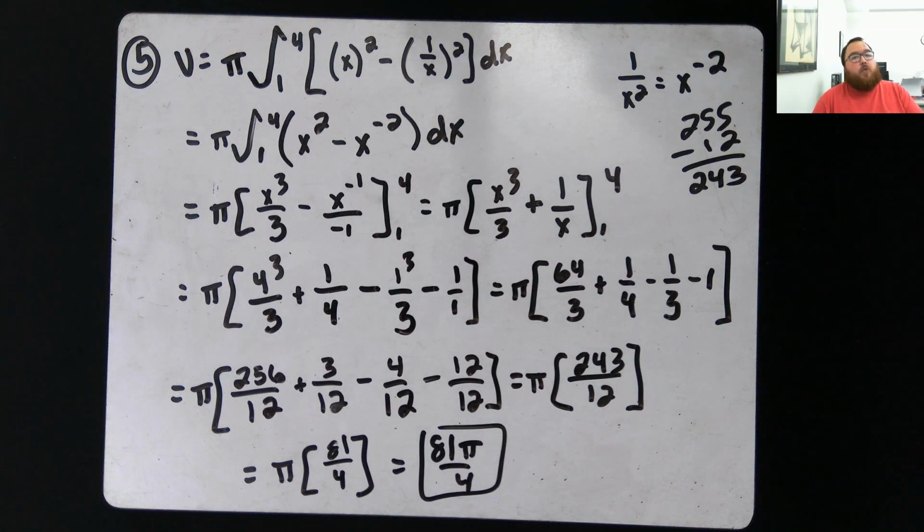So the key thing there for the washer method is that if you have two graphs, just do the top graph minus the bottom graph. That's all I do there.